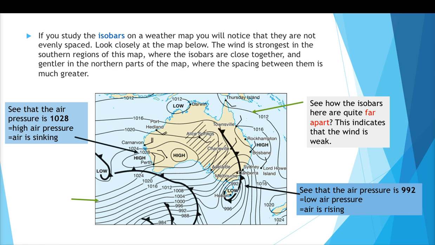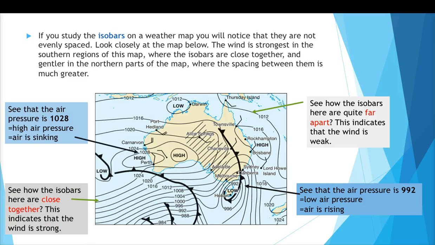We can see on this map these isobars are quite far apart. This indicates that the wind is weak. However, at this arrow, we can see that the isobars are quite close together. That indicates that the wind is strong.